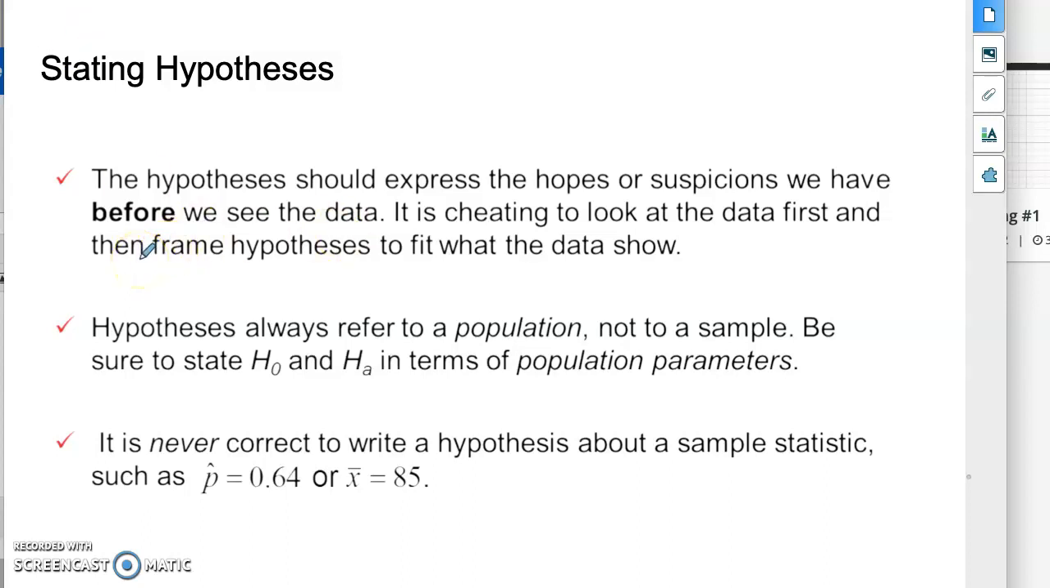The hypothesis should express the hopes or suspicions that we have before we see the data. It is cheating to look at data and then make hypotheses. Notice hypotheses always refer to a population and population parameters, never sample. These are samples, okay?